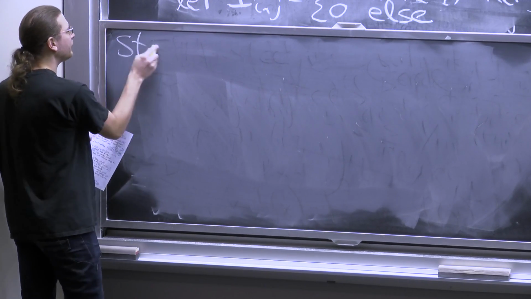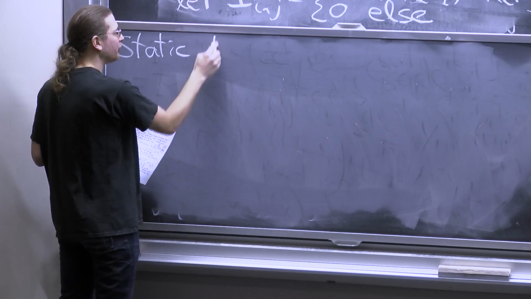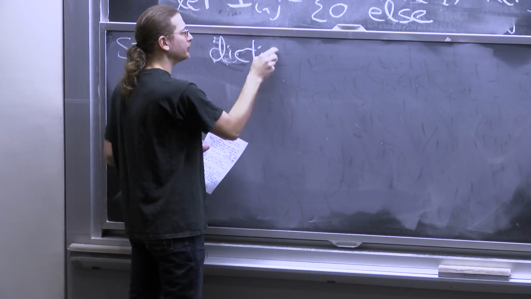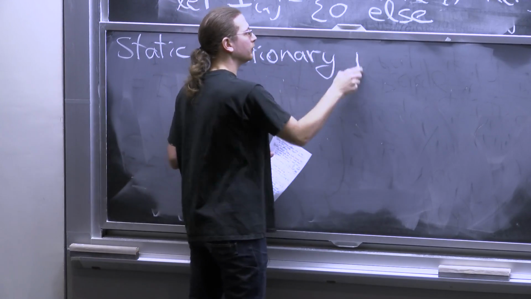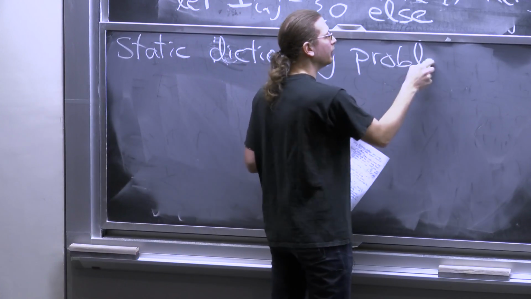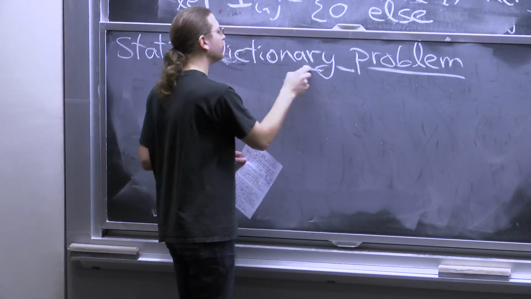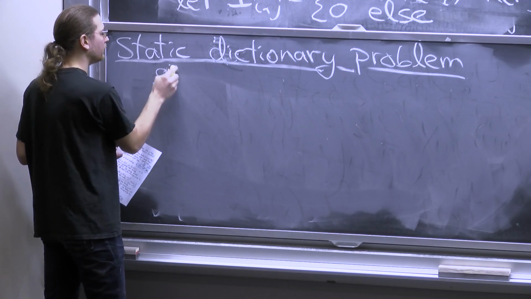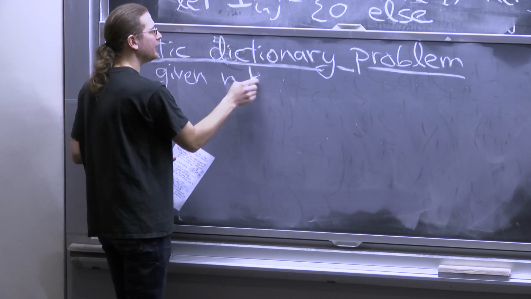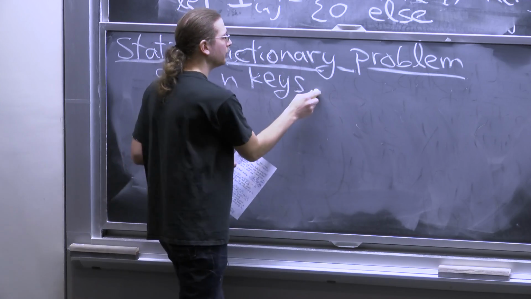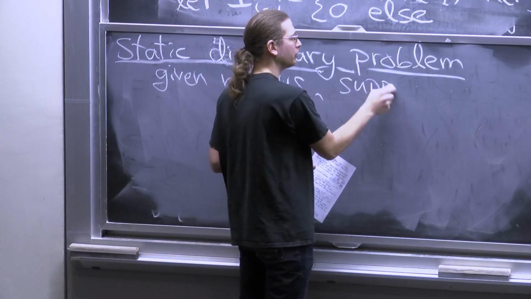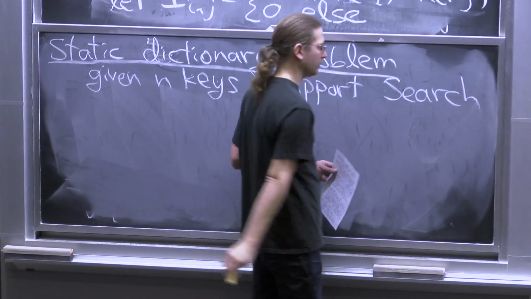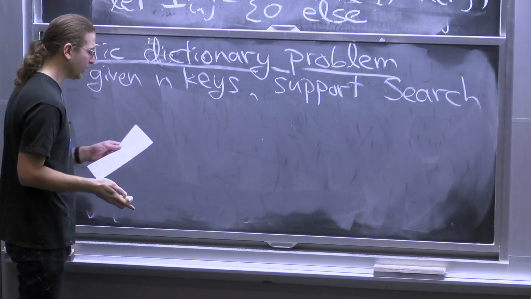So here we're solving, you can actually make this data structure dynamic, but we're going to solve the static dictionary problem, which is when you have no inserts and deletes. You're given the keys up front. You're given n keys. You want to build a table that supports search. And that's it. You want search to be constant time.